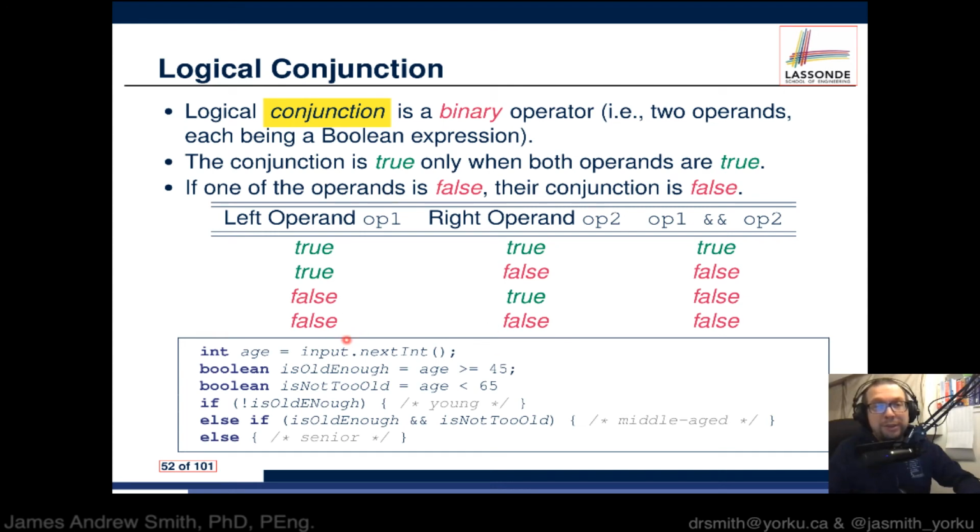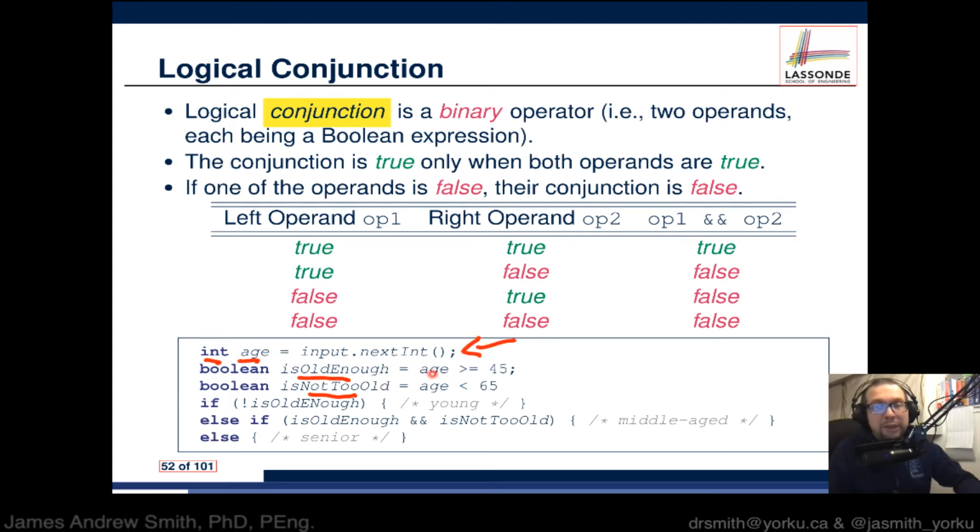Here's another example right here. Or here's some sort of coded up example. We have age, which is an integer. We have a Boolean variable called is old enough. We have another Boolean, is not old enough. And so we have the user input here.